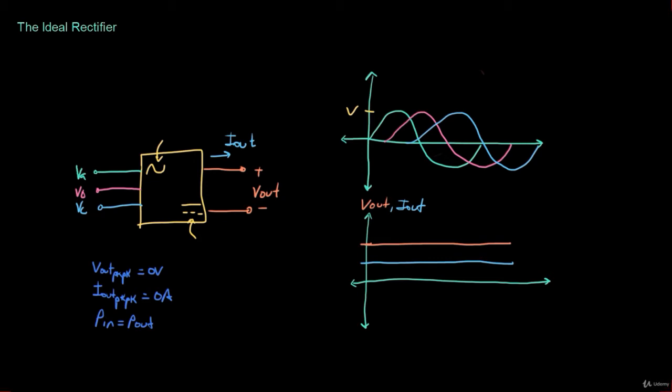So now that we've looked at what an ideal rectifier is, let's take a look at what goes inside the black box. So we'll take a look at the different types of circuits that we can use to make a single-phase rectifier or a three-phase rectifier, and we're going to see how they compare to each other. There are many different types of rectifiers, and we'll analyze a few of them.